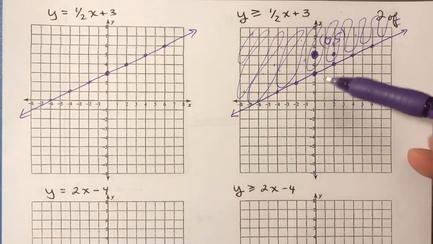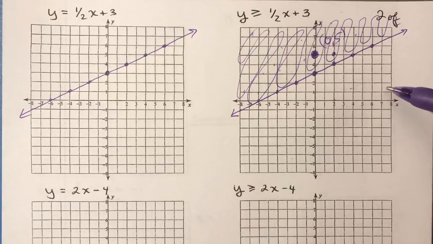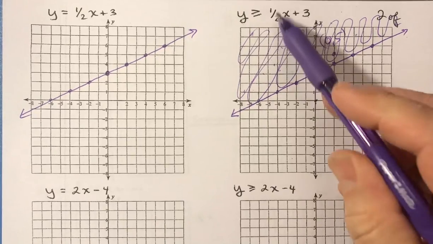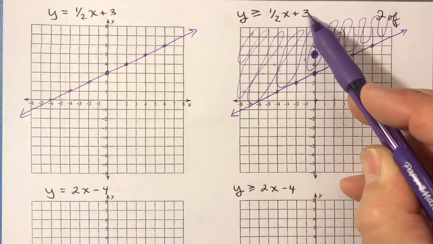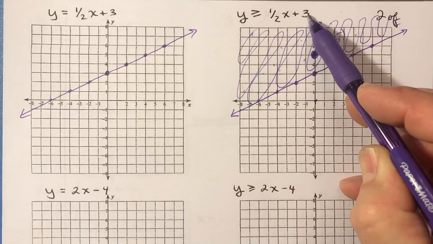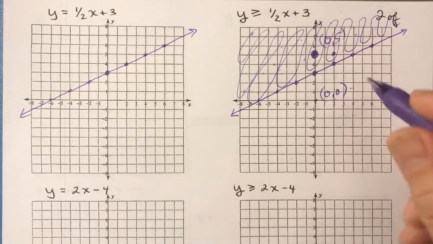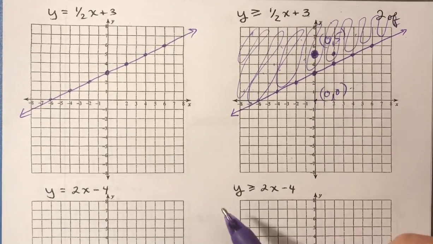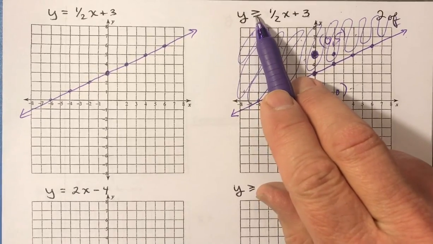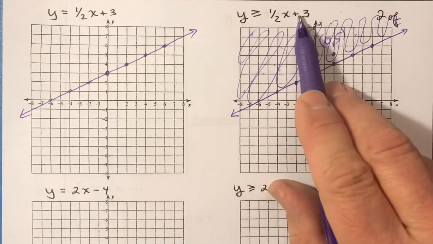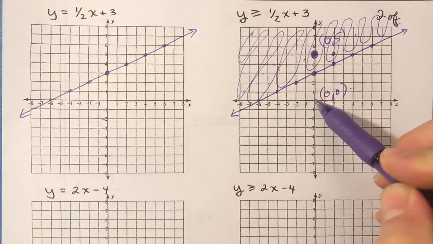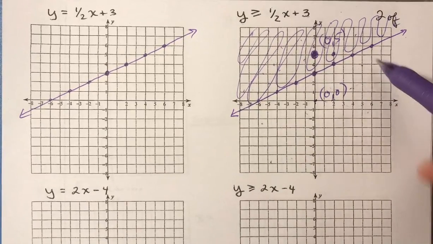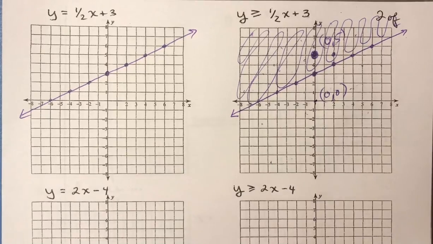Now, you might say, well, how do we know we shouldn't shade this part? Well, let's pick a point. The easiest one here would be the origin. Half of 0 plus 3 is 3. Now, if I chose (0, 0), then the only reason that I should include this to be shaded is if it makes that statement true. Is 0 greater than 3? No. Is it equal to 3? No. So this point should not be shaded. And if I choose any other point on this side of the line, it will not make that statement true.